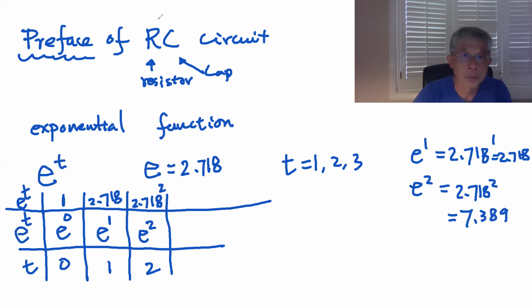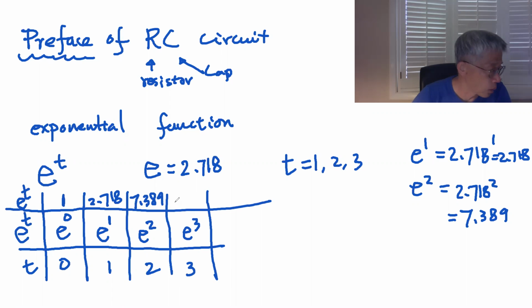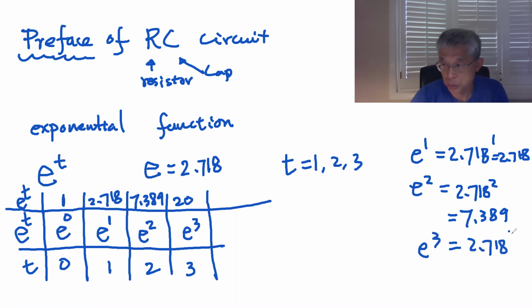Right, so really I want to make this one 7.389, okay? And now E3, right? So E3. So I want you to see, what does the graph look like? So this is equal to 20, okay? Hopefully you trust me already. So E3 will be 2.718 to the power of 3, and that's equal to about 20, okay? All right, so now I want to plot this, okay?